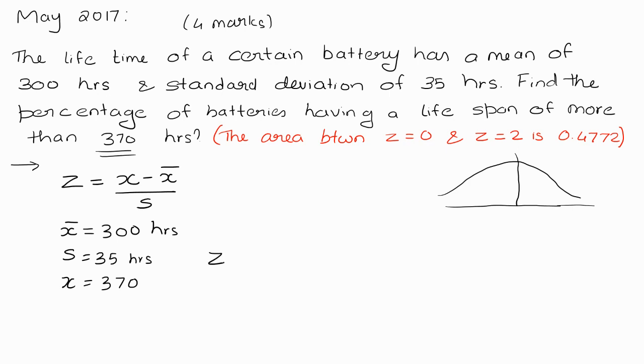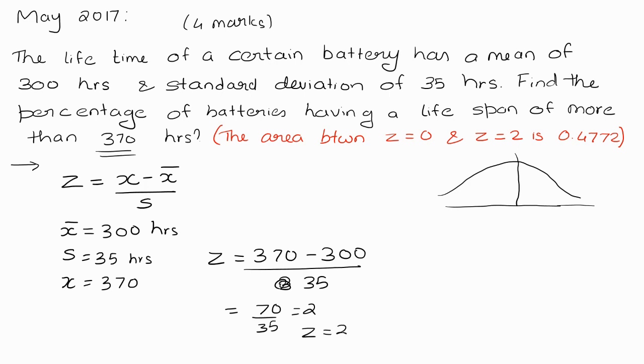So from this, I have the number of standard deviations, that is z is equal to x, where x is 370, minus x bar, which is 300, divided by 35. Okay, and this comes out to be 70 by 35, that is 2. That is, the number of standard deviations is 2. Now, I need to calculate the percentage of batteries having a lifespan of more than 370 hours.